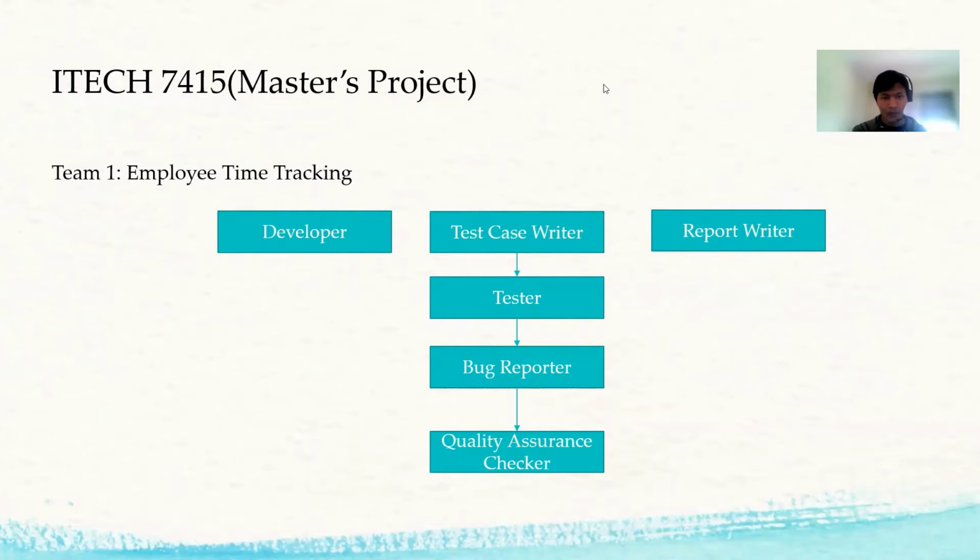First of all, I worked as a test case writer, and then based on the test cases I did the testing as a tester. While testing I found bugs, and therefore I also worked as a bug reporter. This whole process gave me a view on quality assurance, and that's how I also worked as a quality assurance hacker. And finally I worked as a report writer too.